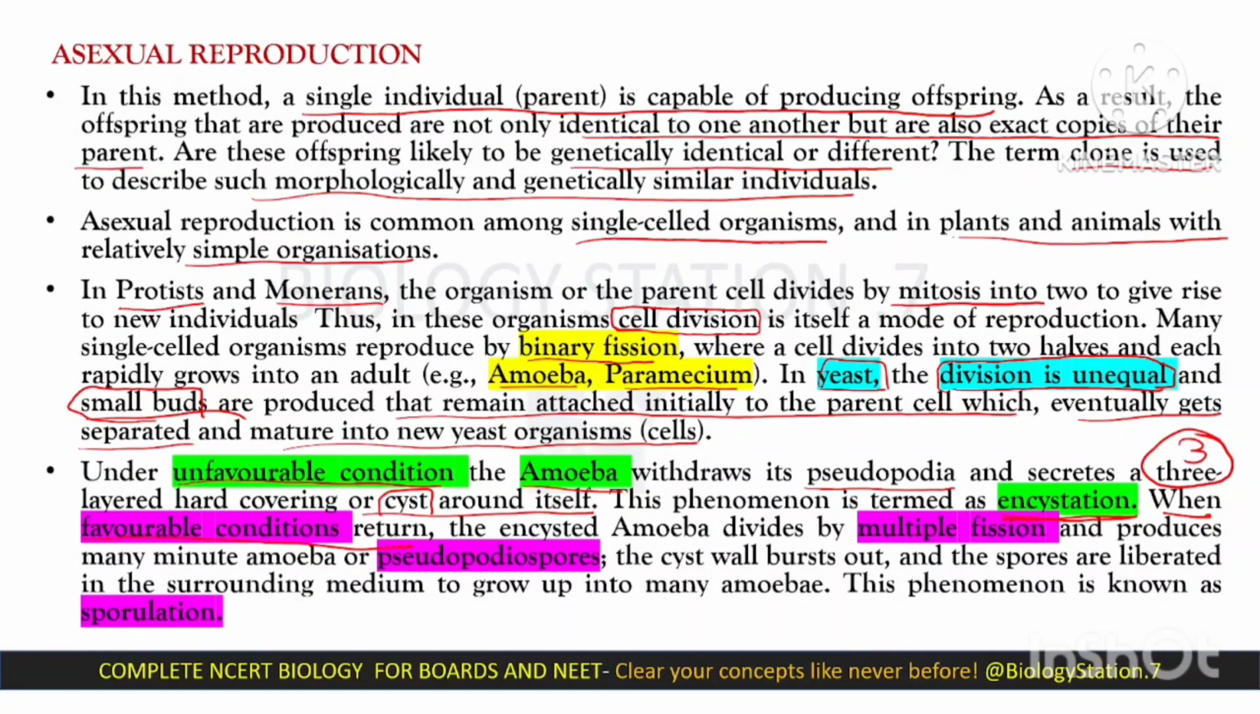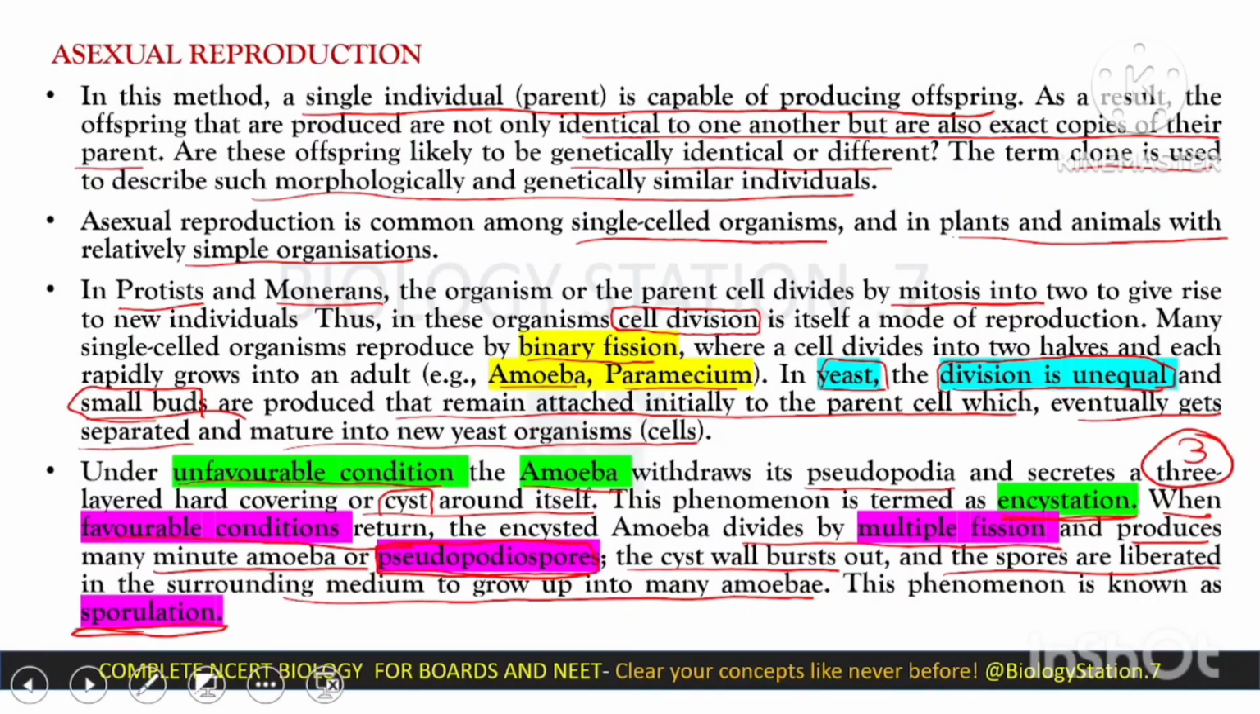environment, the encysted amoeba divides by multiple fission inside this cyst. Inside the cyst itself, the amoeba starts dividing by multiple fission, meaning many divisions, and produces many minute pseudopodiospores inside the cyst itself. And the cyst wall bursts and the spores are liberated in the surrounding medium to grow into many amoebae. This phenomenon is called sporulation. So amoeba undergoes asexual reproduction by the method of sporulation.